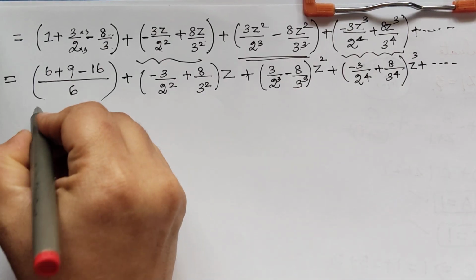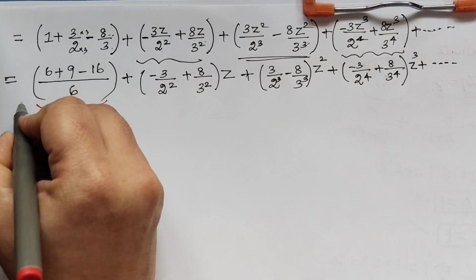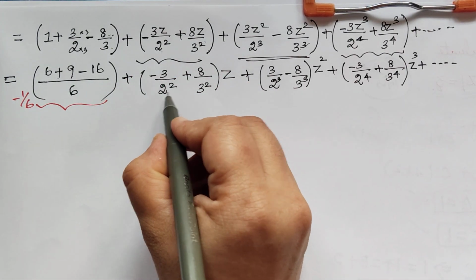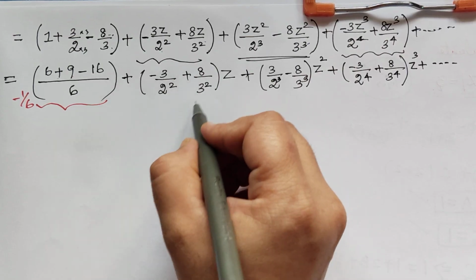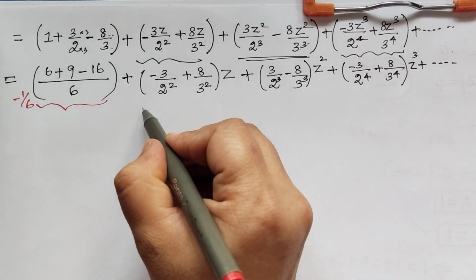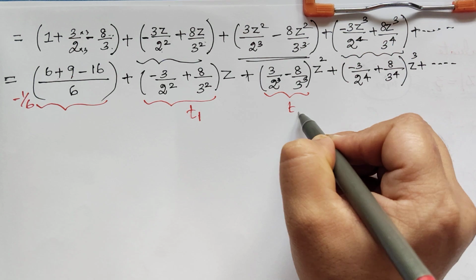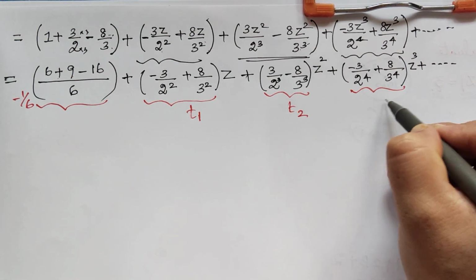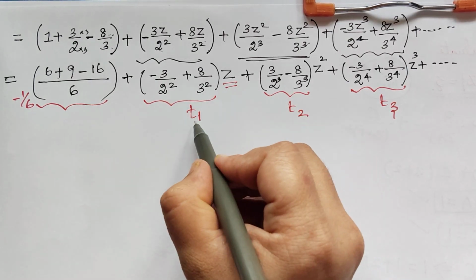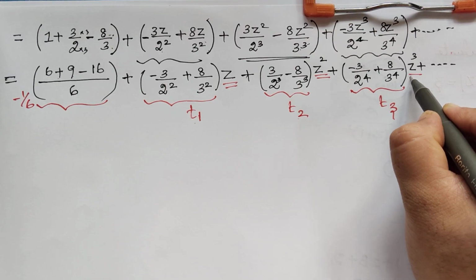So now what happens is, this is 15 minus 16, which is minus 1. So this term will change as minus 1 by 6. So this term is minus 1 by 6. Now we want to find out a general term for all this, so that we can write it as a summation. So in order to find the general term, we will consider this term as T1, and this term as T2, and this term as T3. So actually what is T1? T1 is the coefficient of z. T2 is the coefficient of z square and T3 is the coefficient of z cube.